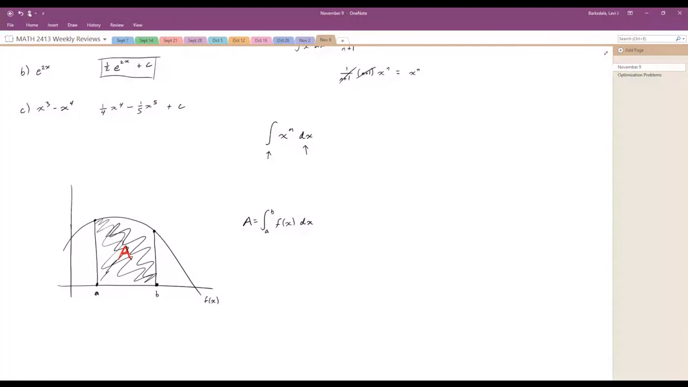Remembering those two things will actually help you a lot in understanding what problems are asking for and understanding why we do certain things in calculus.